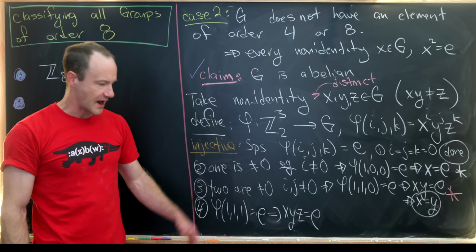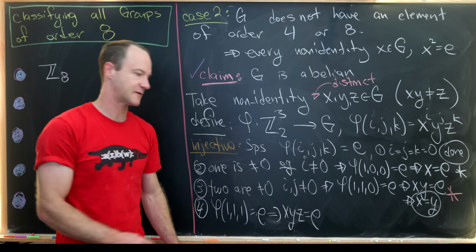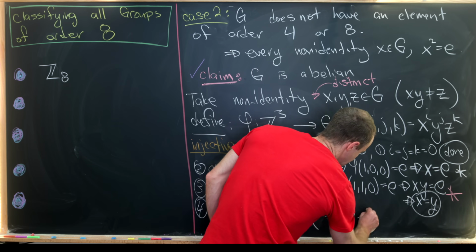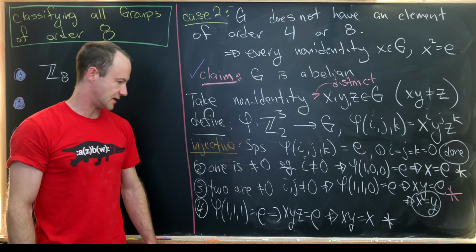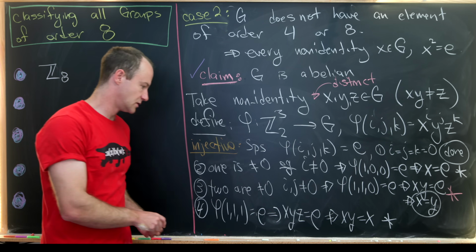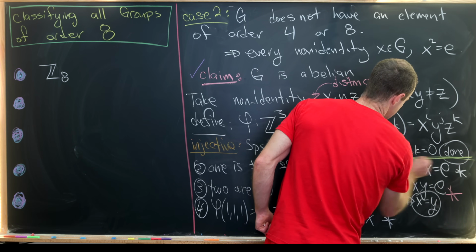And then we can multiply by z. Since z has order 2, that'll cancel it from the right. And we're left with x times y equals z. But that's a contradiction from this assumption right here. So 4, 3, and 2 are impossible, which means that 1 is the only possibility.